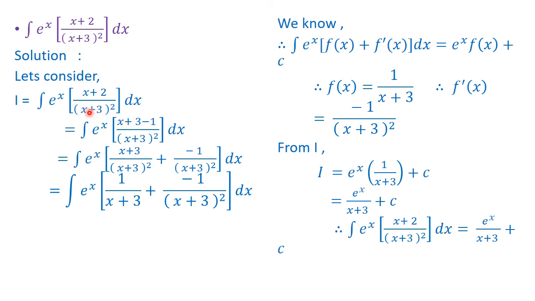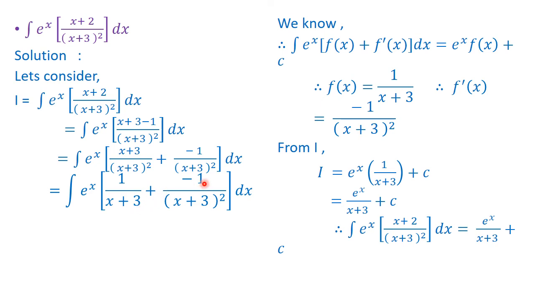At the denominator we have x plus 3 bracket square, for that purpose here x plus 3. Now separating the terms, x plus 3 upon x plus 3 bracket square plus this minus 1 upon x plus 3 bracket square. Now one x plus 3 gets cancelled from numerator and denominator, and we have here x plus 3 at the denominator.